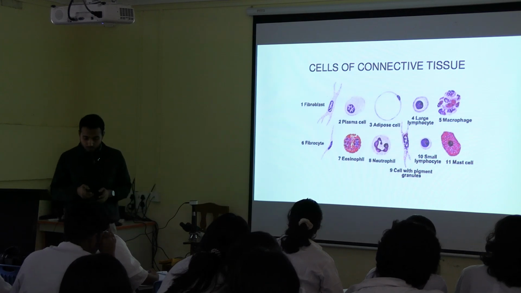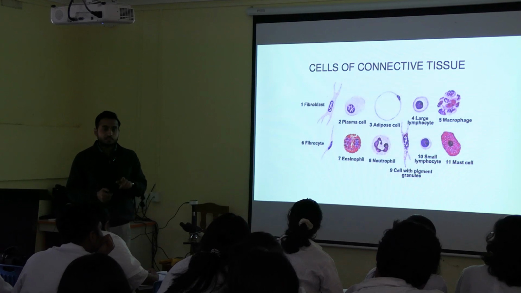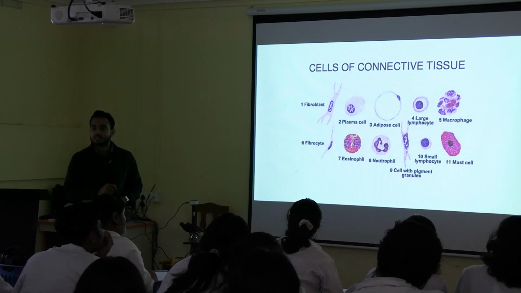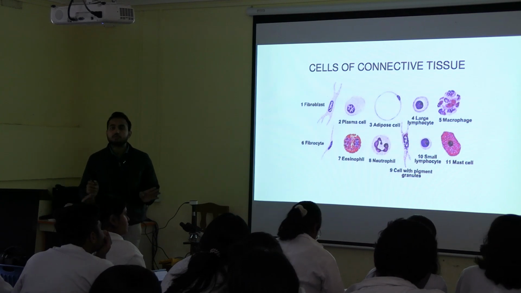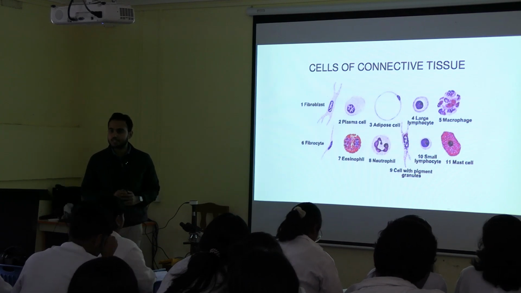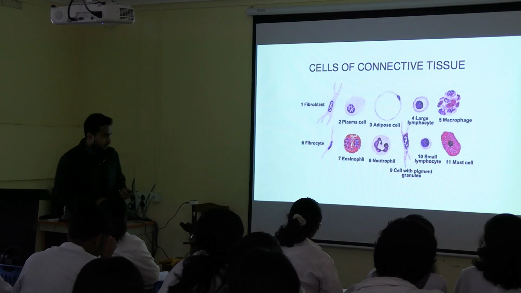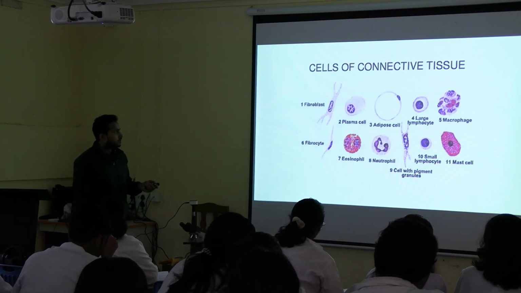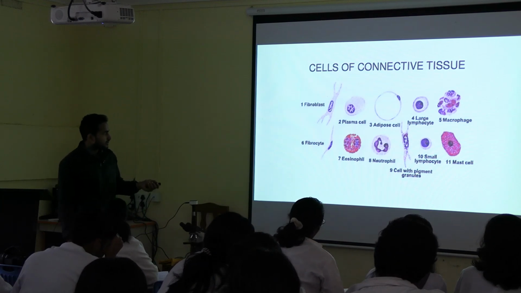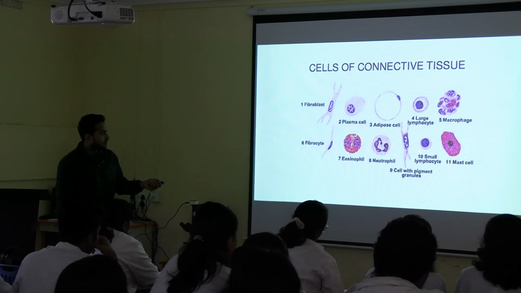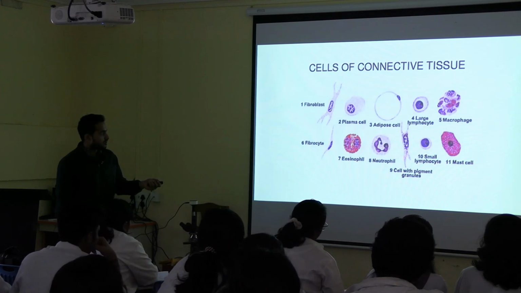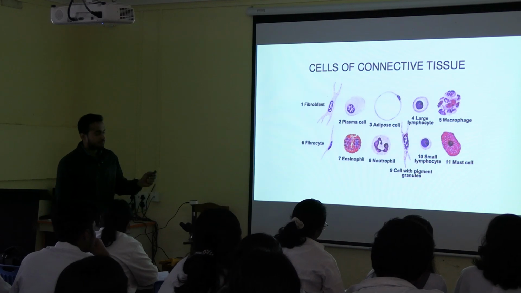Now, another important point: directly you won't be able to see these cells in those slides. That's why I am showing you all those things. So now, having seen these cells, you can see eosinophil, neutrophil, which you have already studied. Then you can see lymphocytes. These are the pigment cells. Then these are the mast cells.